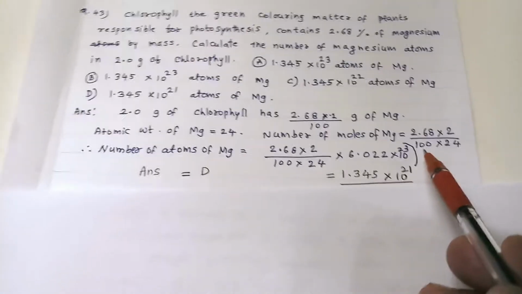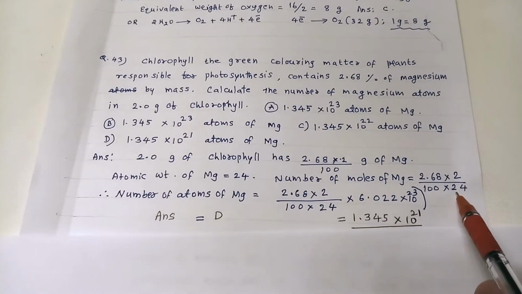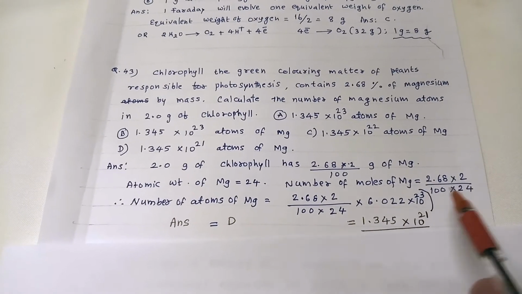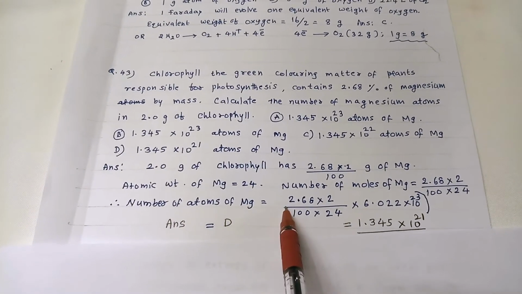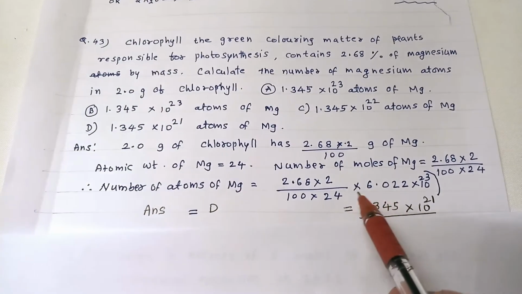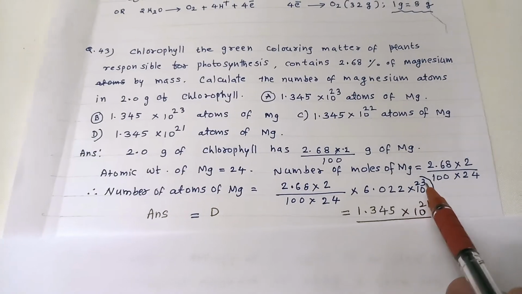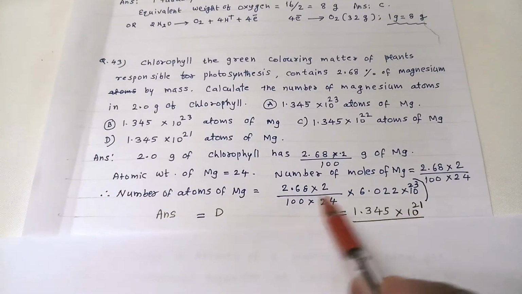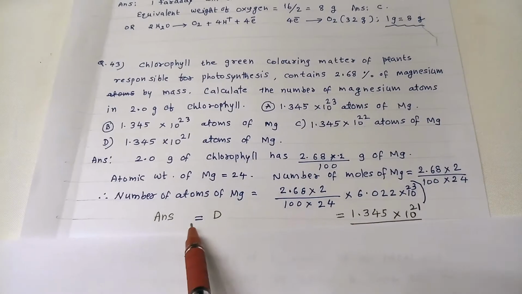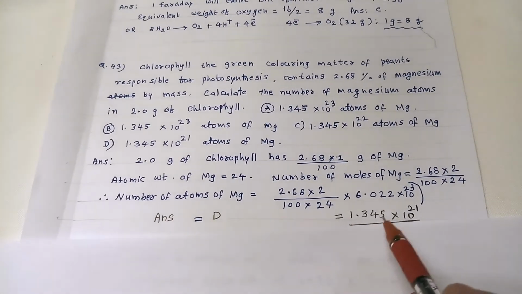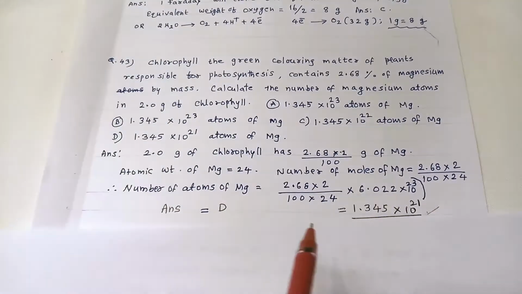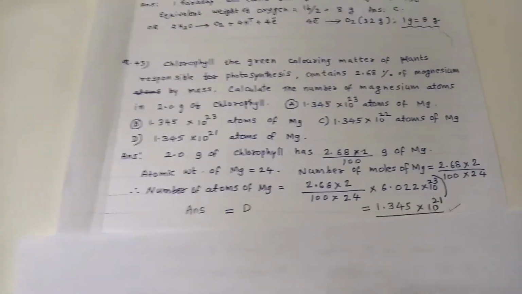So 2.68 into 2 by 100 by 24 gives the number of moles of magnesium. Then the number of atoms of magnesium is obtained by multiplying with the Avogadro number. So the number of atoms of magnesium is 1.345 into 10 to the power of 21, answer is D. So this is not a very complicated question, an easy question only.